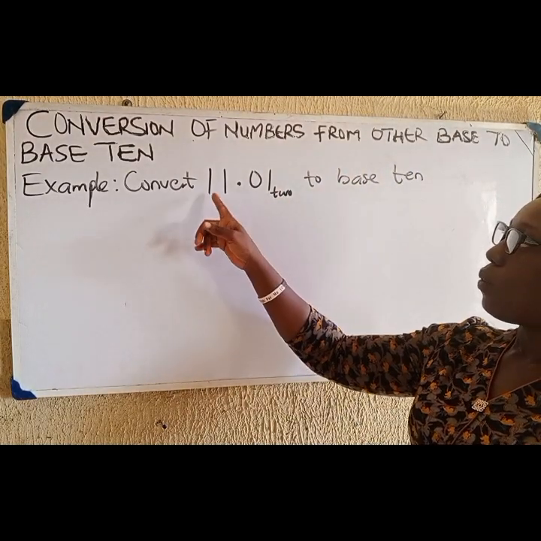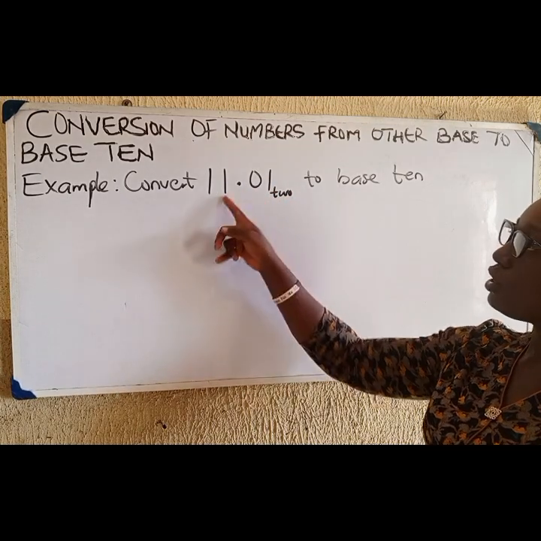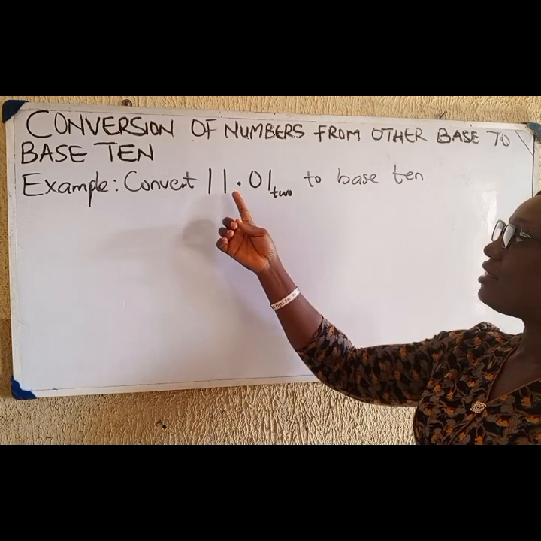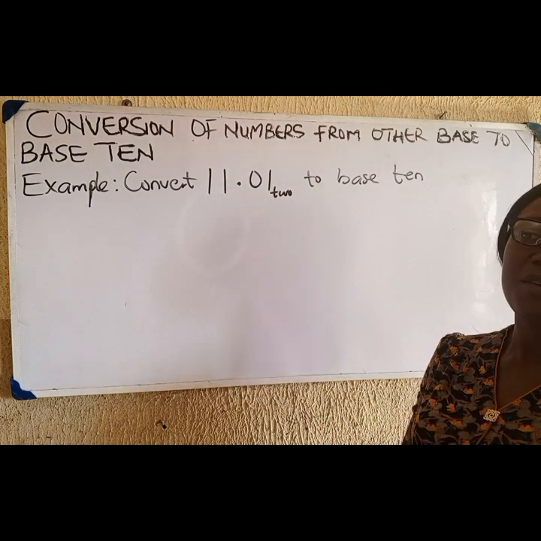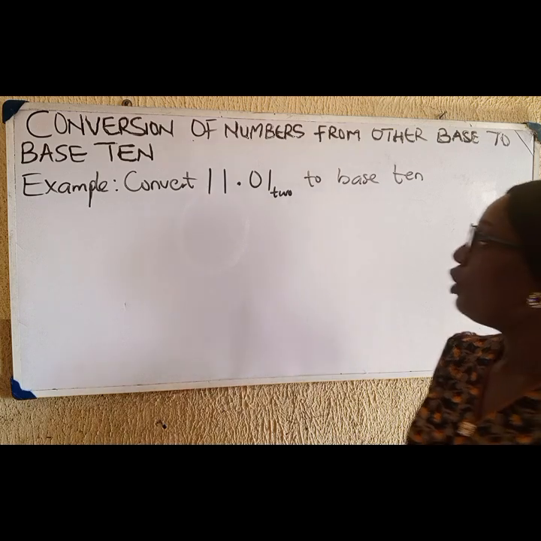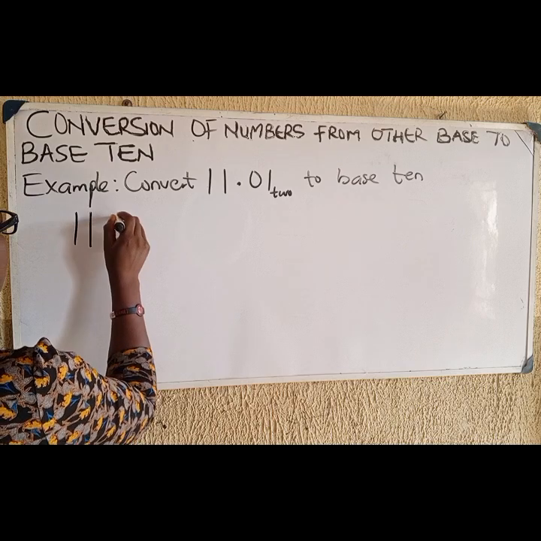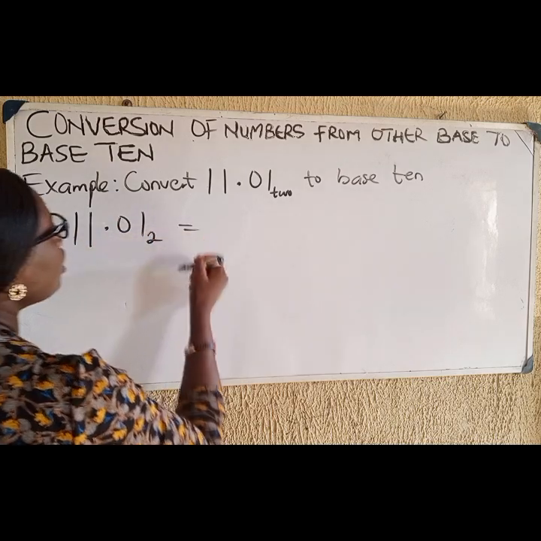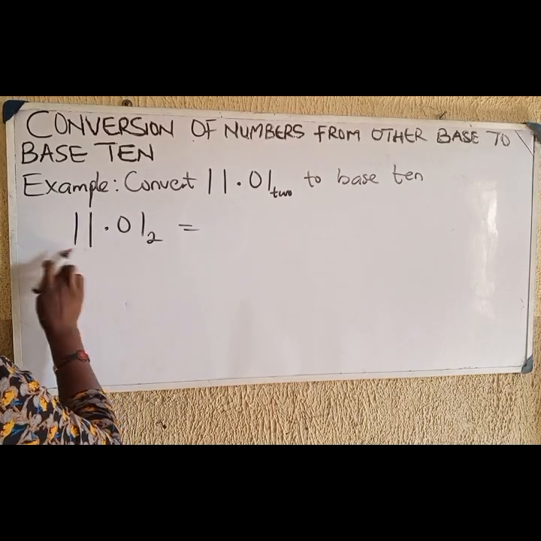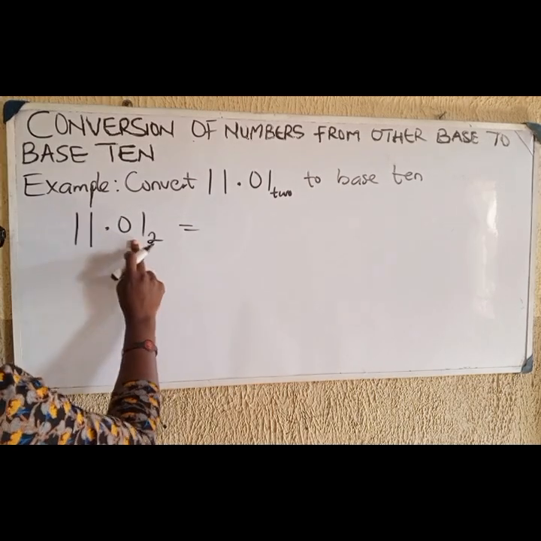Look at this number, 11.01 in base 2. Now we should take this number to base 10. Some students, once they see a decimal point in what they are solving, begin to panic. Don't panic, it's very, very simple. So I have 11.01 in base 2. Now we should also take it to base 10. The same way, in this place, this is the whole number part, then this decimal point and this decimal number.